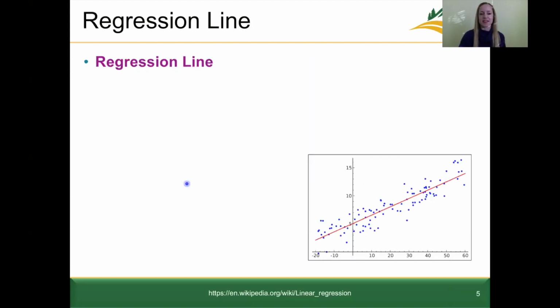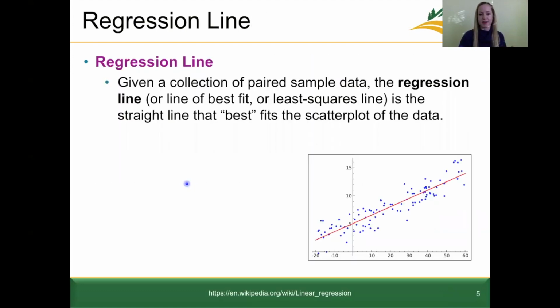Let's cover some definitions now. So a regression line is our first concept. Given a collection of paired sample data, like we see here, that were made into a scatter plot, the regression line, also called the line of best fit or the least squares line, is the straight line that best fits the scatter plot of the data. So for example, we'd have our X data and our Y data, and we plot all of this in a scatter plot. Then we have Excel add this trend line for us, and that's our regression line.